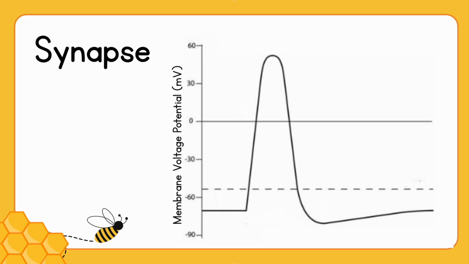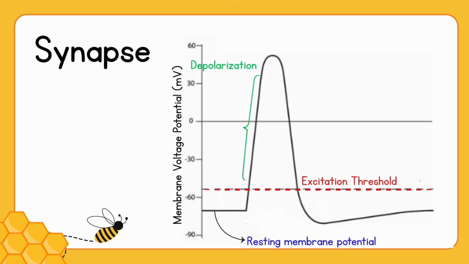So initially, before any activation, we are at resting membrane potential, which is typically negative 70 millivolts. Now, if a neuron receives neurotransmitters that are activating that neuron, we can end up reaching an excitation threshold, which is typically negative 55 millivolts. If we reach an excitation threshold, then there is no choice but for the neuron to depolarize.